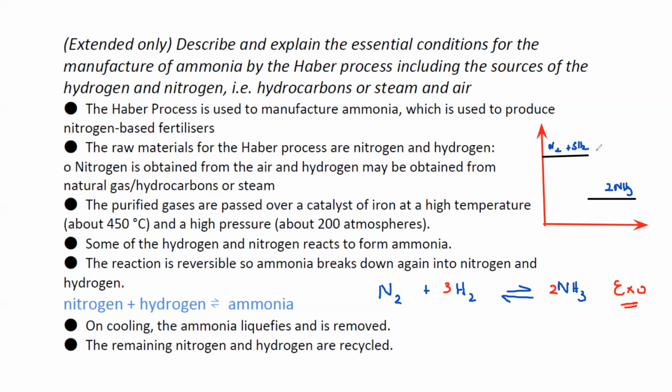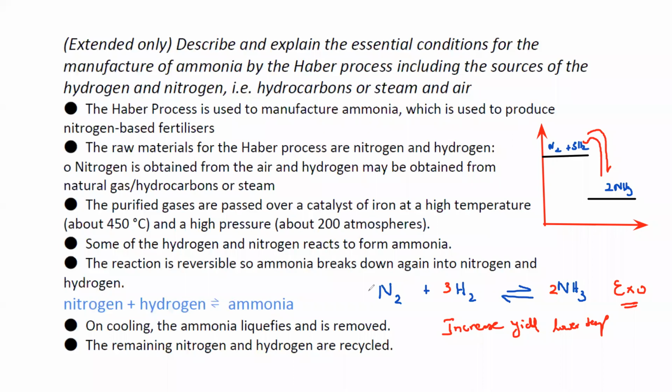Nitrogen and hydrogen can react to form ammonia, and ammonia can decompose to form nitrogen and hydrogen back. Because the reaction is exothermic, if we want more ammonia, we should lower the temperature to increase the yield. Increasing the yield means if we want more ammonia, we should decrease the temperature.